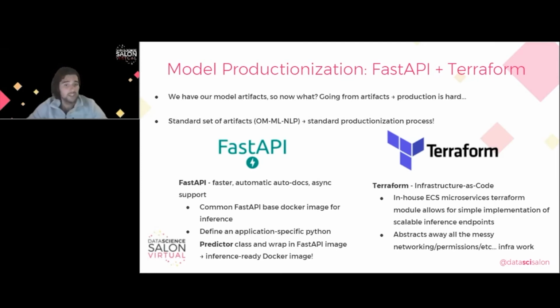You just pass in your inference Docker image path that's in ECR, plus some other key properties, and you let Terraform do its thing. Within a matter of minutes, you're up and running with a brand new inference service. And this is really nice because it abstracts away all the messy networking, permissions, etc. infrastructure work that goes into launching a secure new service.